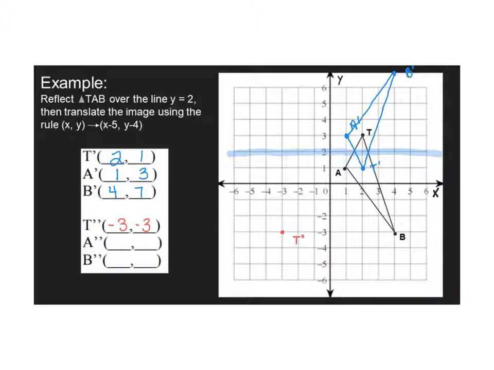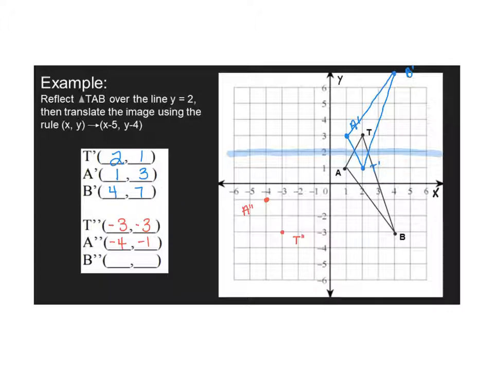I'm going to do the same thing for the next one. So A prime is at 1, 3. So starting with my x value, 1 minus 5 is negative 4. And then my y value, 3 minus 4 is negative 1. So A double prime is at negative 4, negative 1.